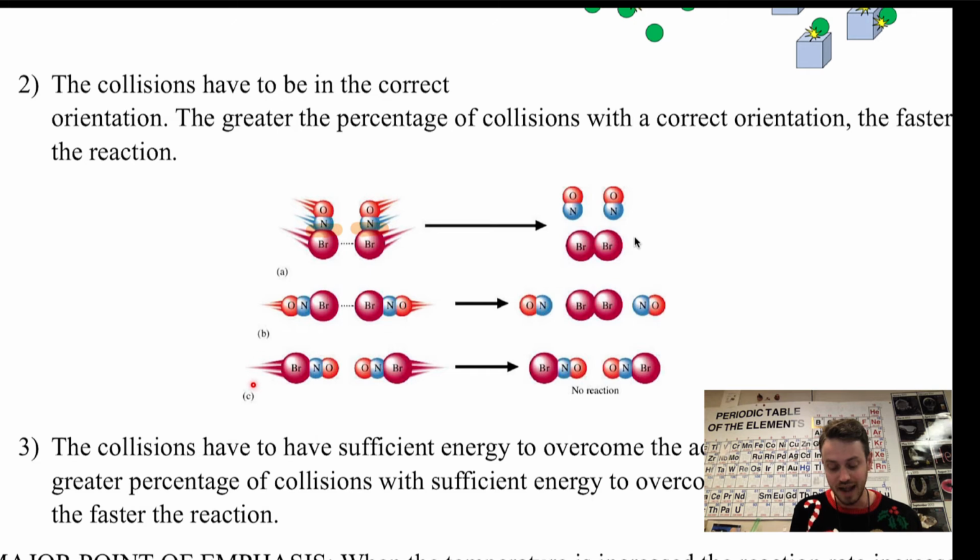However, in this reaction, we see that the oxygens are going to collide with each other. That is not going to cause the bromine-bromine bond to form because the bromine atoms are not hitting each other. So they have to hit, and they have to hit with the correct orientation.